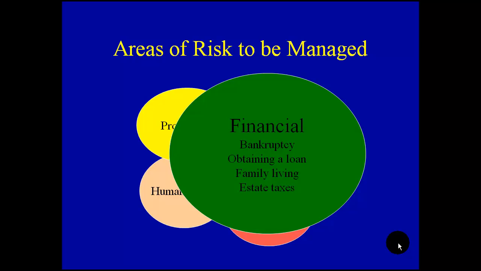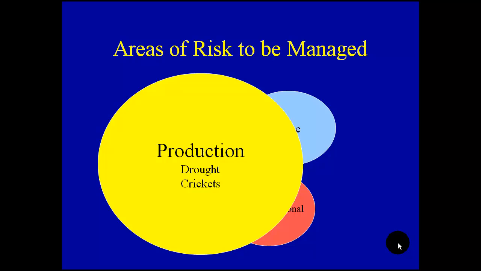So during different periods, all of these may have times or for certain operations where they really are the most important thing and so more attention is paid to them. Drought or crickets can be one reason why production risk might be the most important thing.